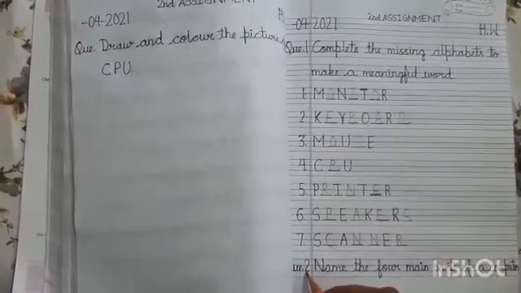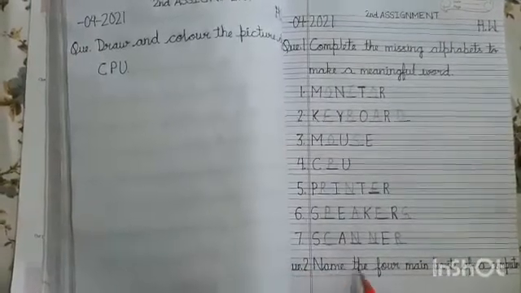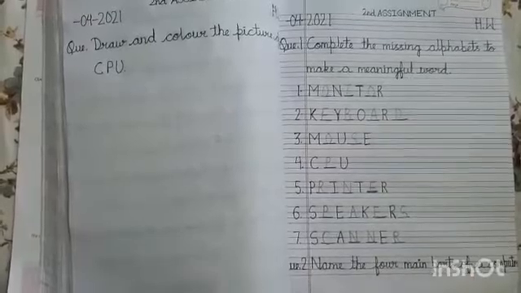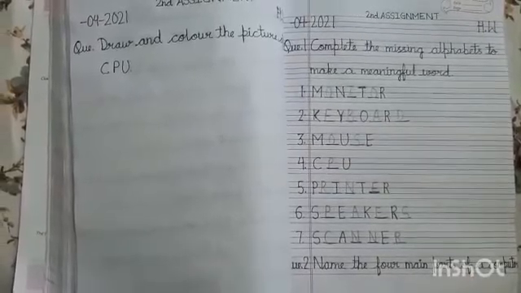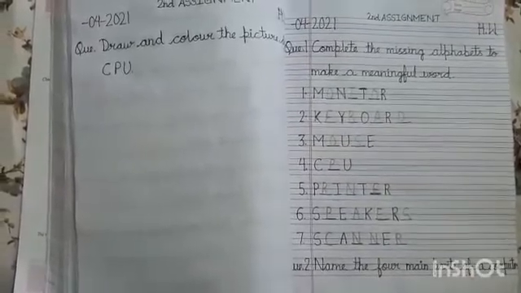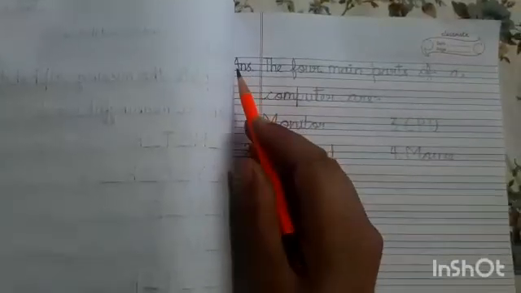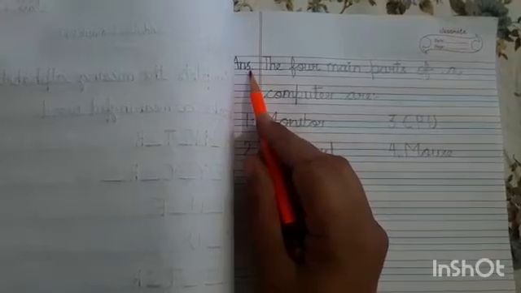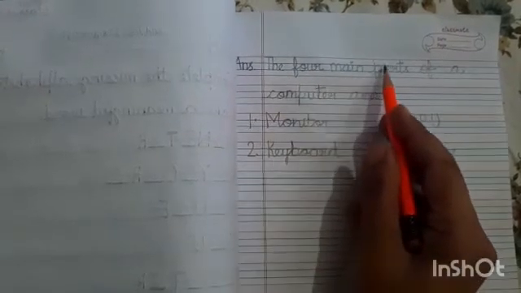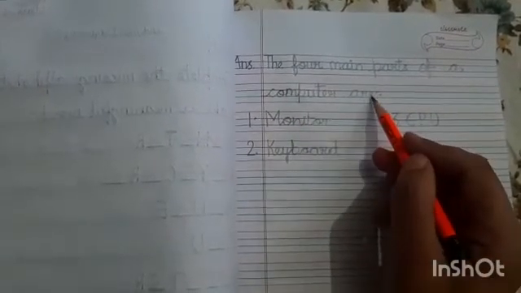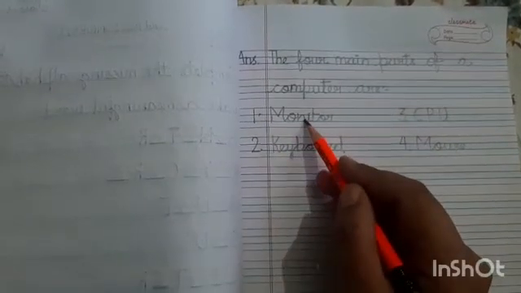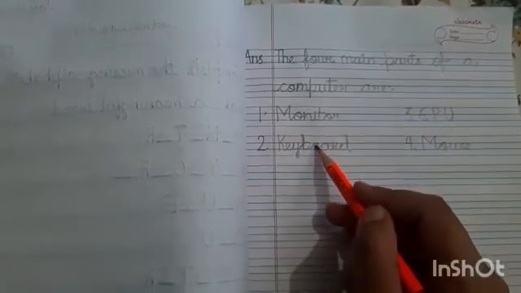Write QUE.2. Question number 2. Name the 4 main parts of a computer. You have to write the names of 4 main parts of a computer. Now, children, turn the page. In the next page, you will write A and S dot answer. The 4 main parts of a computer are: number 1, monitor; number 2, keyboard; number 3, CPU; number 4, mouse.